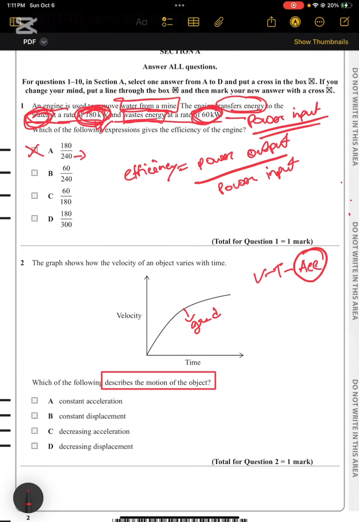One thing while solving multiple choice questions is the elimination method. You have to eliminate some options. There is displacement given, so this graph is not regarding displacement, so we can eliminate B and D. We're left with A and C. A cannot be the answer because the gradient is not constant. The gradient is decreasing. So C is our answer.